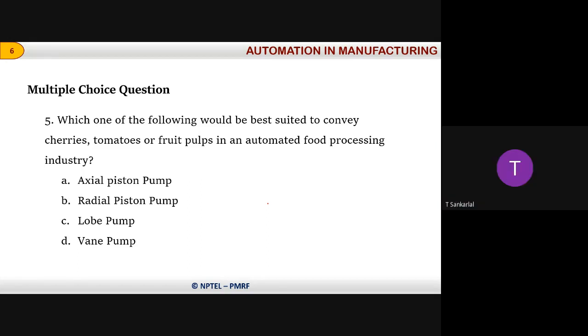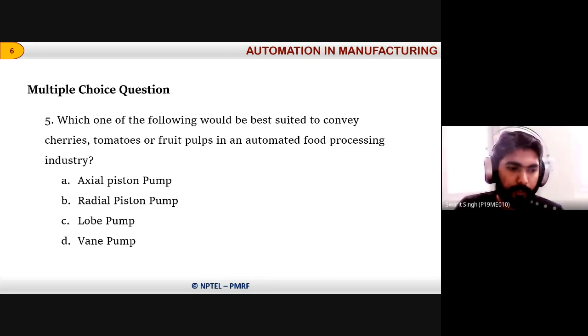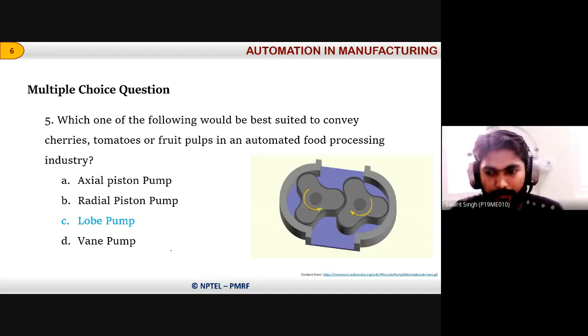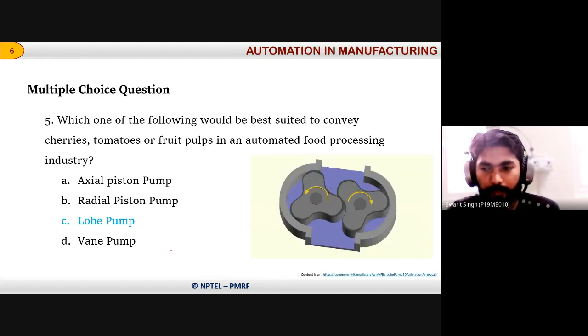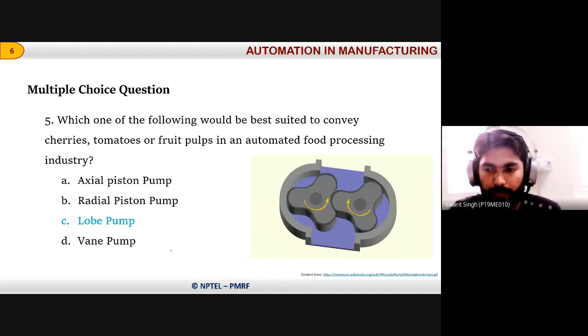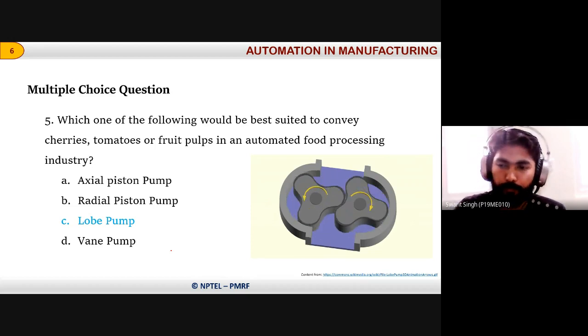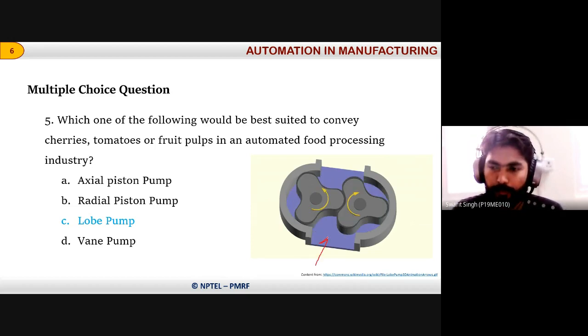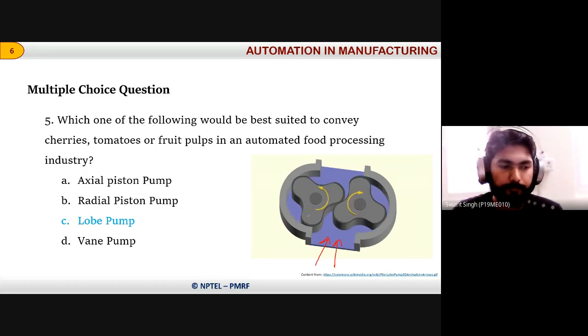Lobe pump. So one answer we got is lobe pump, and Vikas is also saying lobe pump. Yes, it is a lobe pump. If you haven't seen one, you can look it up. It looks and works like this. From the top view, one is the entrance zone from where you can put the input.